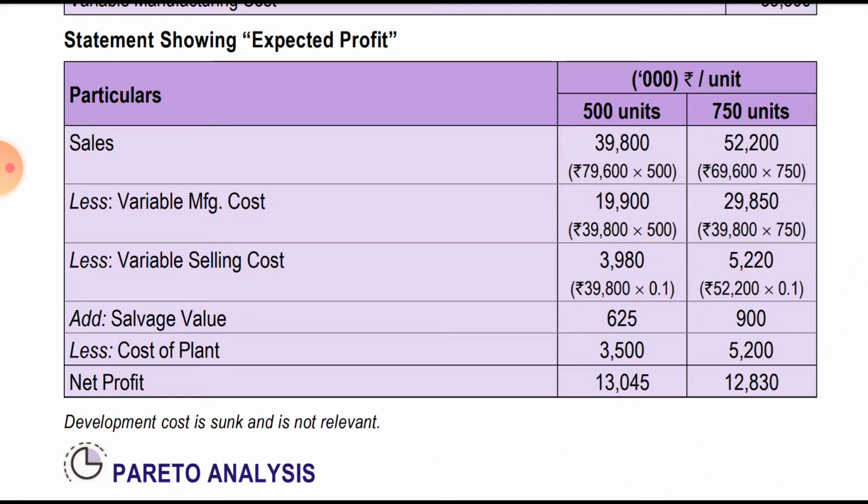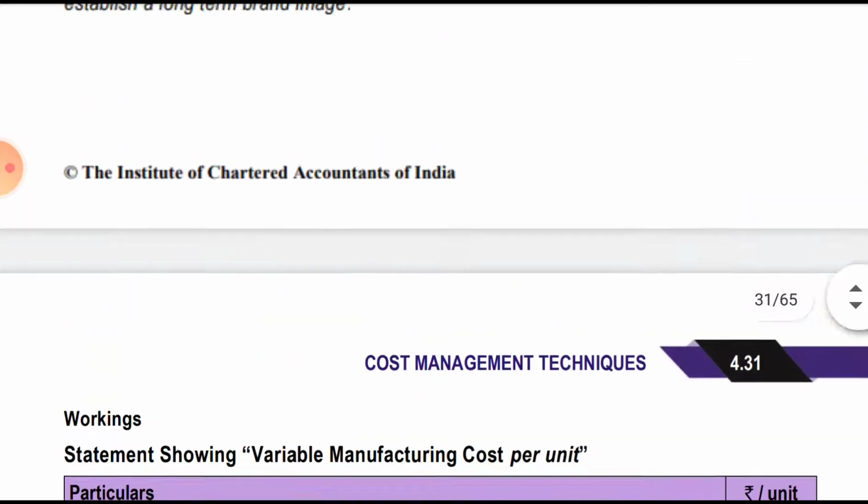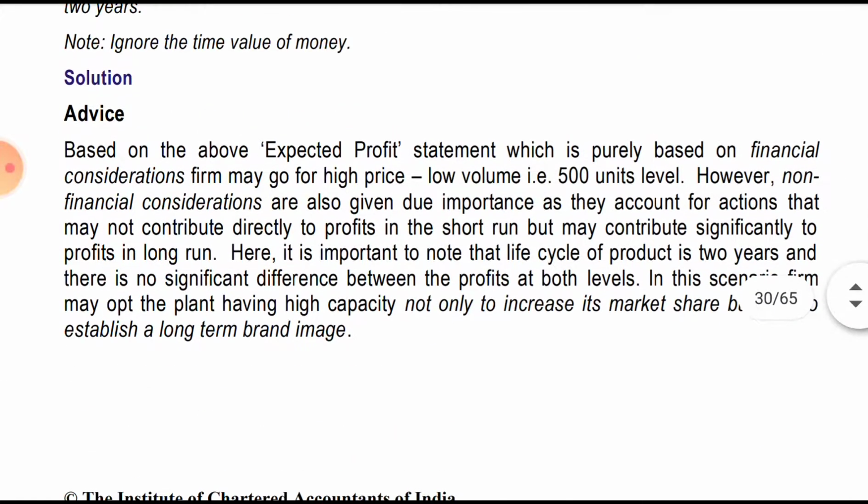No, sorry. It will reach 1 cr, 1.3 cr and 1.2 cr. I was not calculating it properly. I was considering 12 lakh and 13 lakh. It will be 1.3 and 1.2 cr, but even then it is not much difference. So that is why they had given this in the advice part.